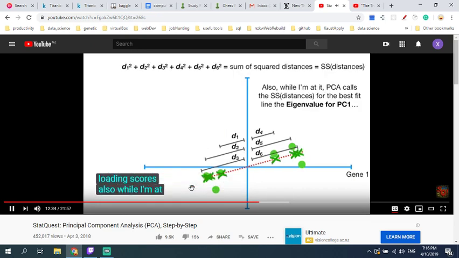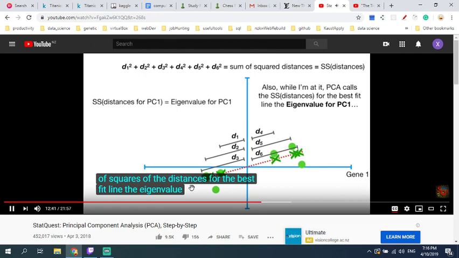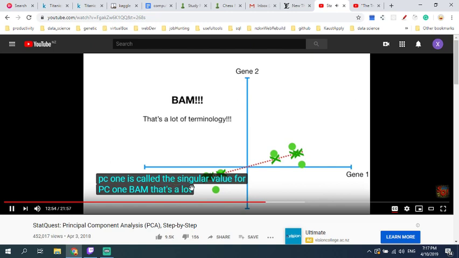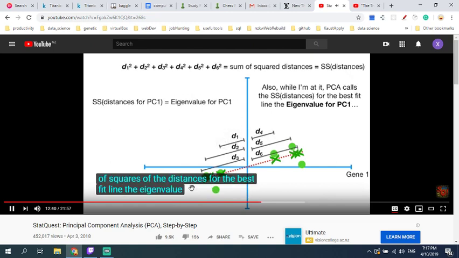Also, while I'm at it, PCA calls the sums of squares of the distances for the best fit line the eigenvalue for PC1. And the square root of the eigenvalue for PC1 is called the singular value for PC1. Bam! That's a lot of terminology.